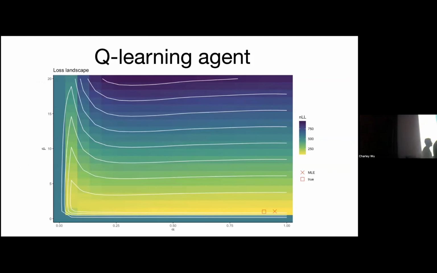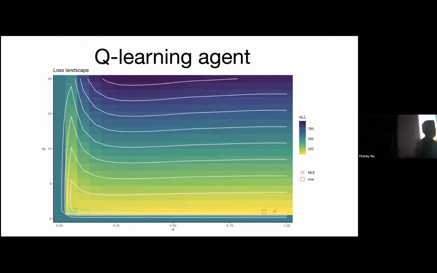So we created this agent, we had it play a bunch of rounds, and the square here represents the true set of parameters for the agent that we generated. This loss landscape represents the negative log likelihood. So again, in our optimization algorithm, we're trying to search through the space to find the location where it's the lowest. And this X here represents what we got from a maximum likelihood estimation. So it's not exactly on the true set of parameters, but it's also not that far off.